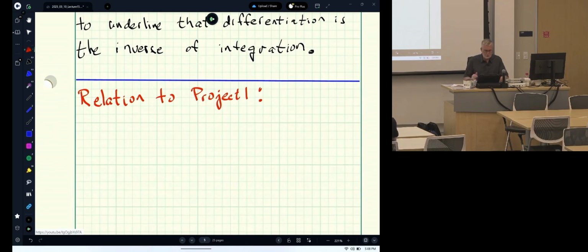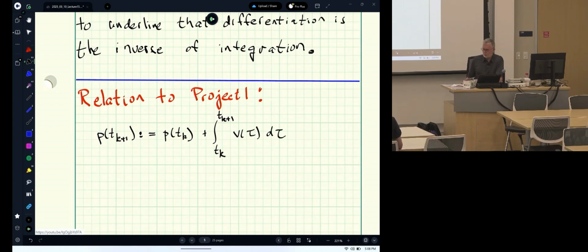Project 1. You guys did this. P at time t sub k plus 1 was equal to P at time t_k plus the integral from t sub k to t sub k plus 1 of velocity, just using a dummy variable, tau.